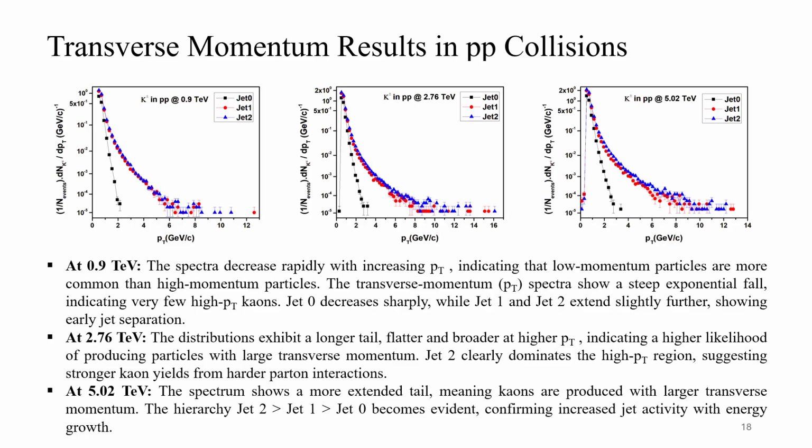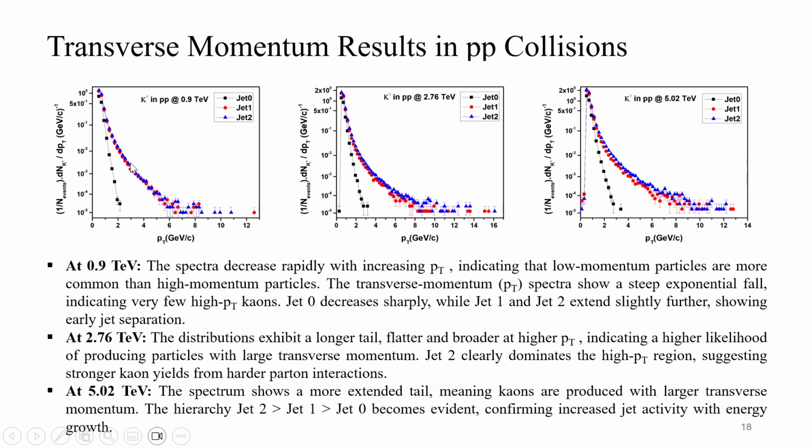Now let's discuss the transverse momentum results in proton-proton collision. What you can see here is at 0.9, 2.76 and 5.02 TeV. The spectra decrease rapidly with increasing pT. On the x-axis we have pT in GeV/c, and on the y-axis the probability. So as the pT value increases, you can see a rapid decay.